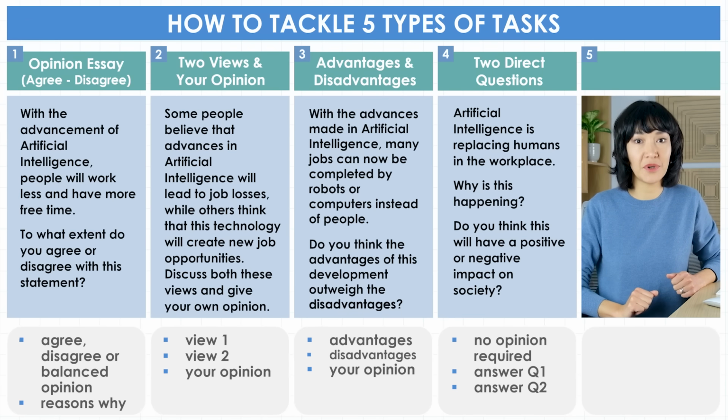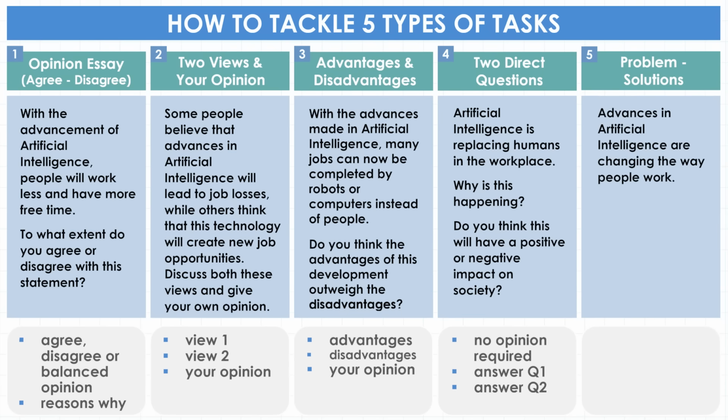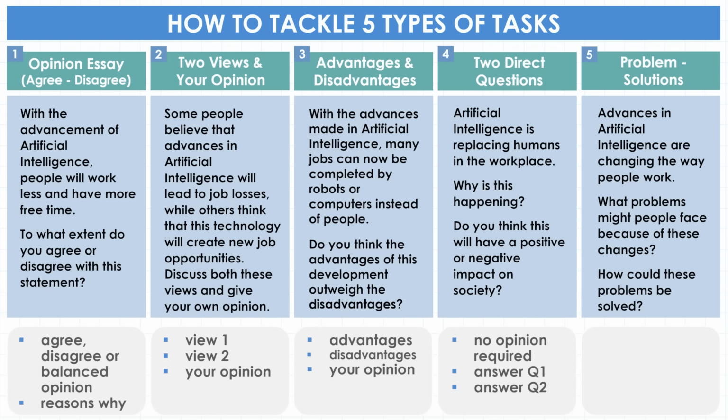And the final type, problem solutions. Advances in artificial intelligence are changing the way people work. What problems might people face because of these changes? How could these problems be solved? It looks the same as the two-part question.